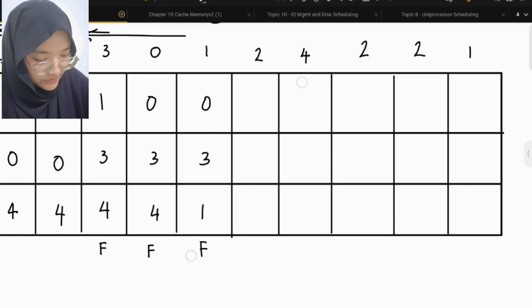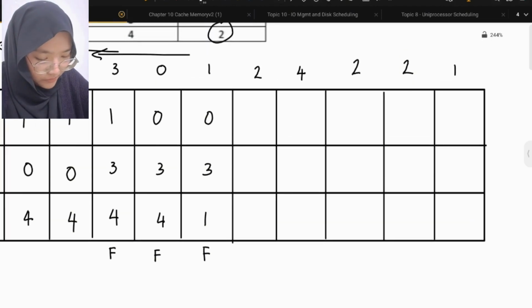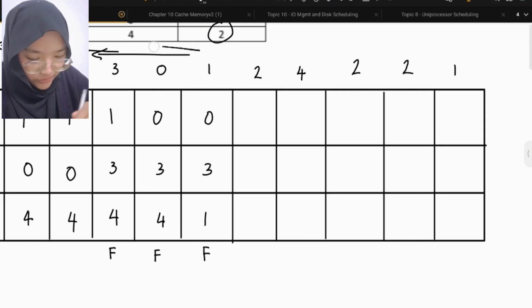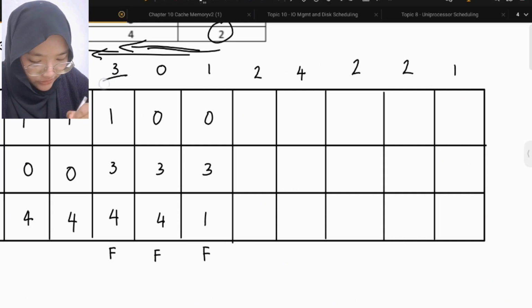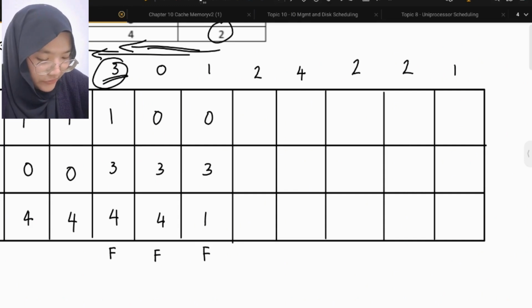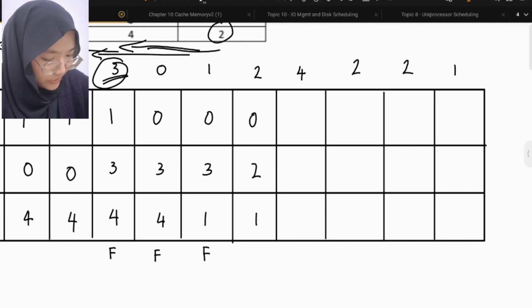The next one is page number 2. Page number 2 we don't have yet, so we're going to look back for the least recently used. And the least recently used is number 3. So we're going to replace number 3 with 2, and write these numbers back down. So what's going to happen?